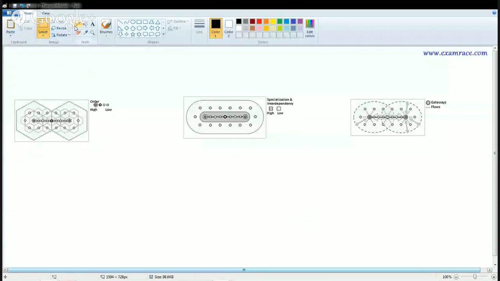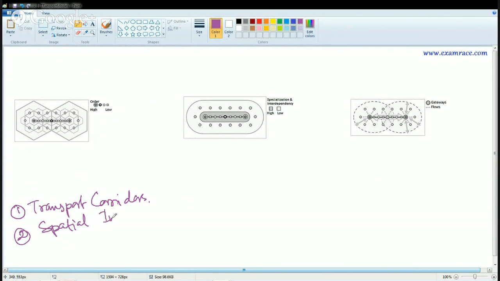Today we will be talking about the various models in transport geography. So we'll be classifying the models on three basic criteria. The first is the transportation corridors, based on which we'll be talking about the various models. So our three basic classifications would be, first, transport corridors. Second is the models based on spatial interactions. And third is the models based on spatial input and output.